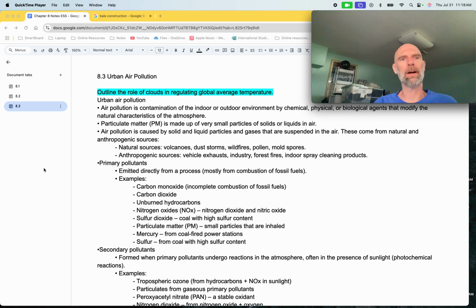Outline the role of urban air pollution. Start off with that one first. So we're going to be talking about the air quality in urban areas and also how it affects areas outside the urban community.